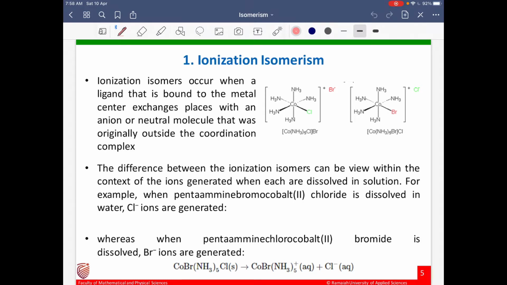The difference between the ionization isomers can be viewed within the context of the ions generated when each is dissolved in solution. For example, when pentaamminebromocobalt chloride, which is the second compound, is dissolved in water, chloride ions are generated because chloride ions are outside that coordination sphere. Whereas when the first compound, pentaamminechlorocobalt(II) bromide, is dissolved, bromide ions are generated. Reason: the bromide ions are outside the coordination sphere.